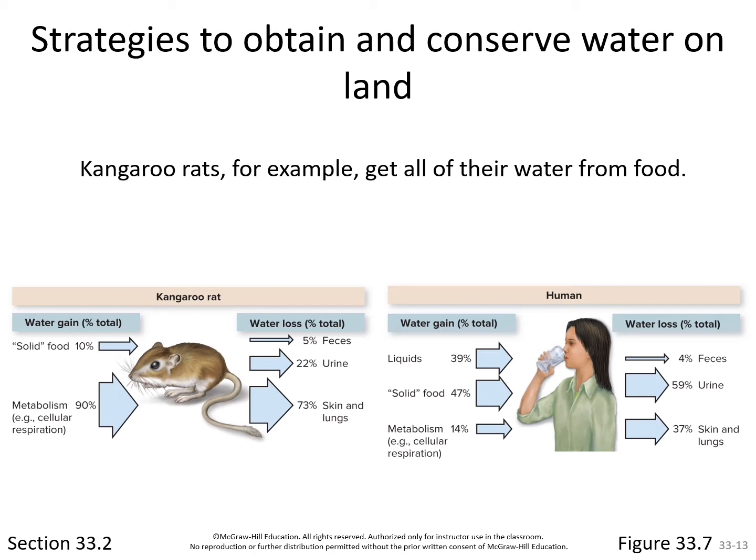Now, if you look at the kangaroo rat on the left, it gains about 10% of its water through solid food, but what it does is really hang on to the water that its metabolism, that cellular respiration, actually generates. And so how do they lose the water? 22% through the urine. And that may seem like a high percentage, but they actually don't urinate very much at all. And because they don't urinate very much at all, most of their water loss is through the skin and lungs. And of that 73%, I would say the vast majority is basically through breathing.